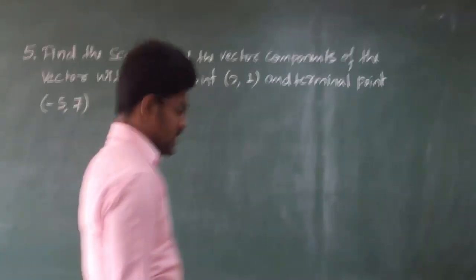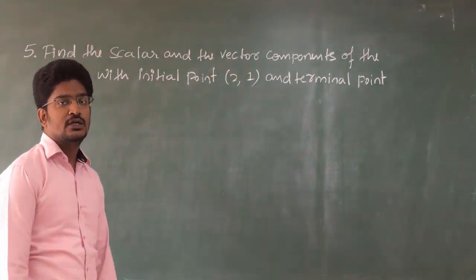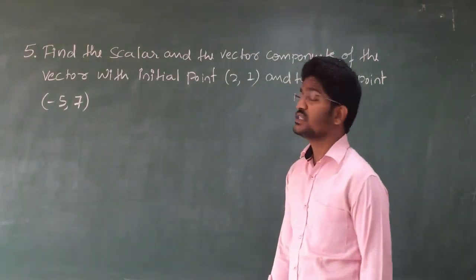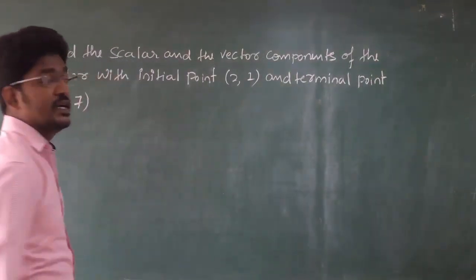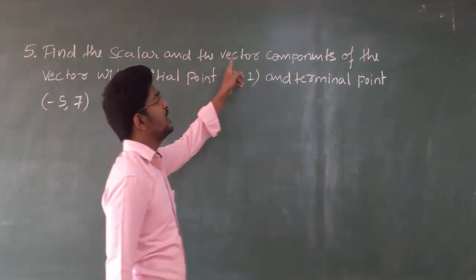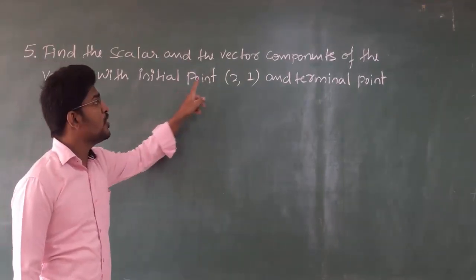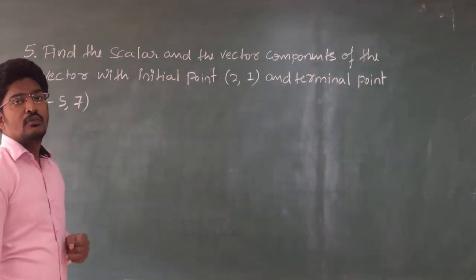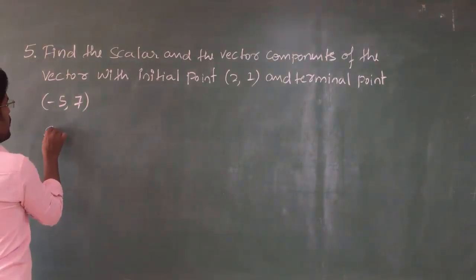Okay students, so now let us continue with the next problem of your exercise 10.2. So this is the fifth problem. In this fifth problem, what they are asking you is to find the scalar and the vector components of the vector with initial point 2, 1 and terminal point minus 5, 7. Okay. So here there are 2 points.